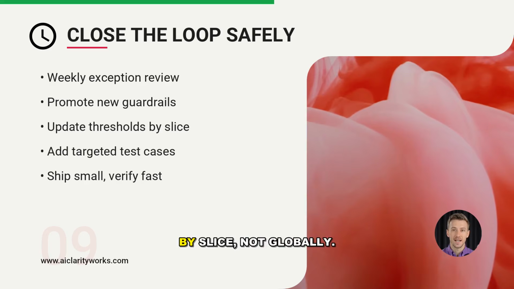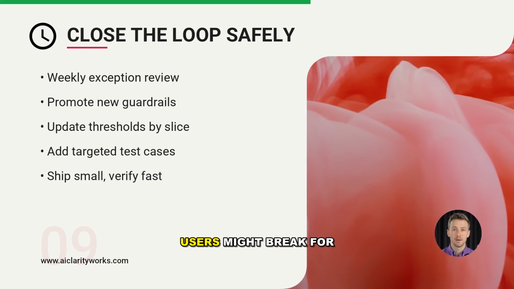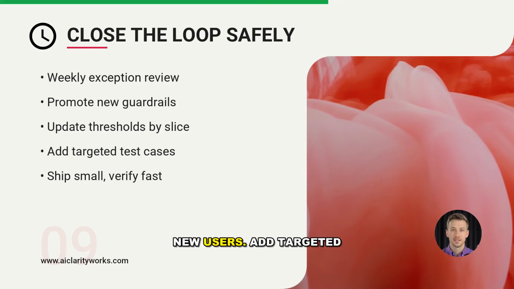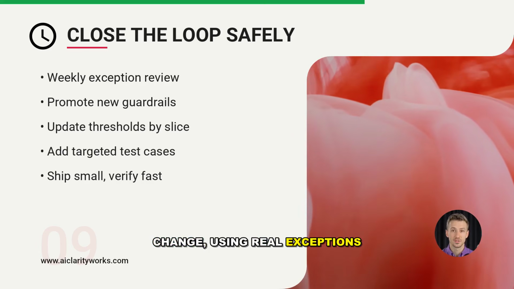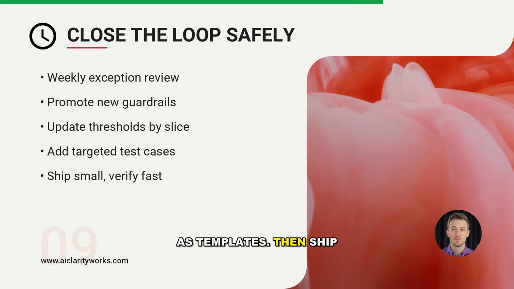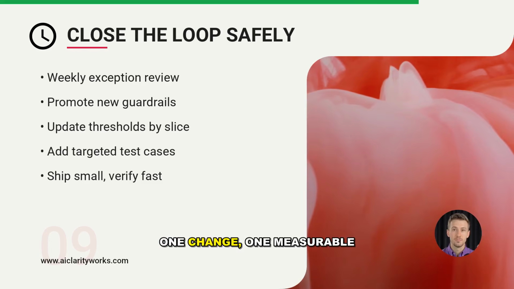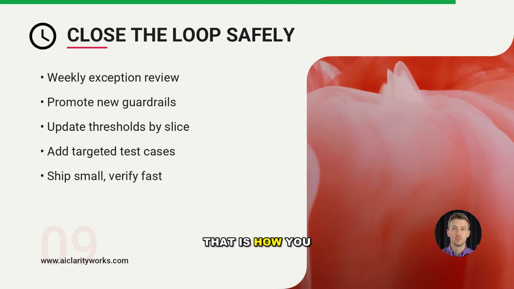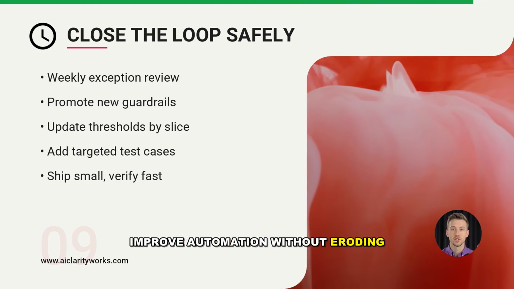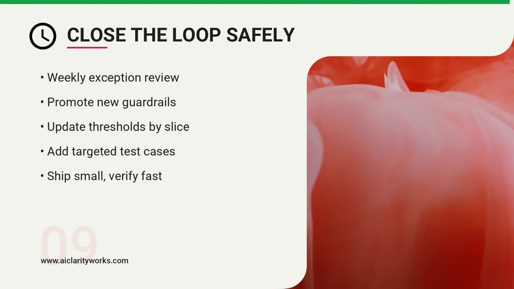Update thresholds by slice, not globally. What works for enterprise users might break for new users. Add targeted test cases for every change, using real exceptions as templates. Then ship small and verify fast. One change, one measurable expectation, one rollback trigger. That is how you improve automation without eroding trust. And it sets you up to prove your system holds under pressure.